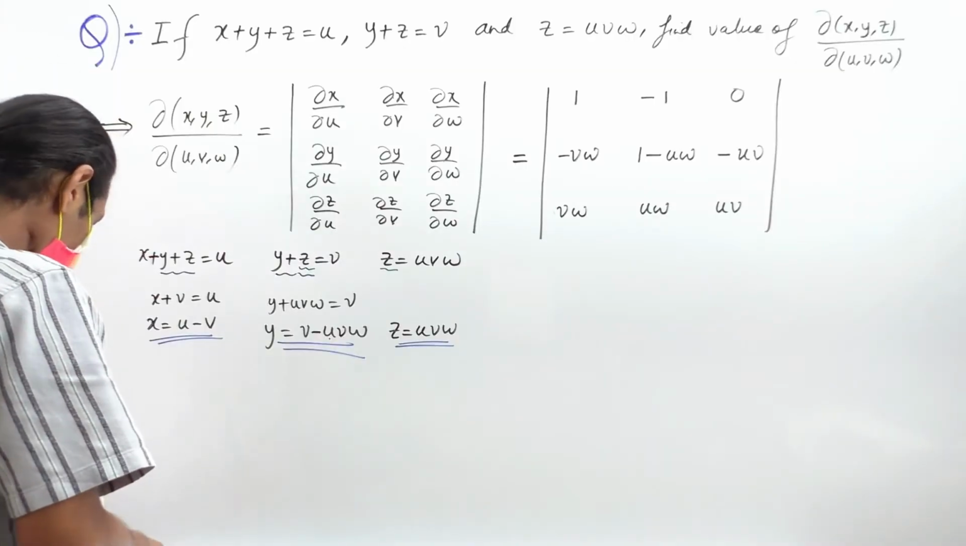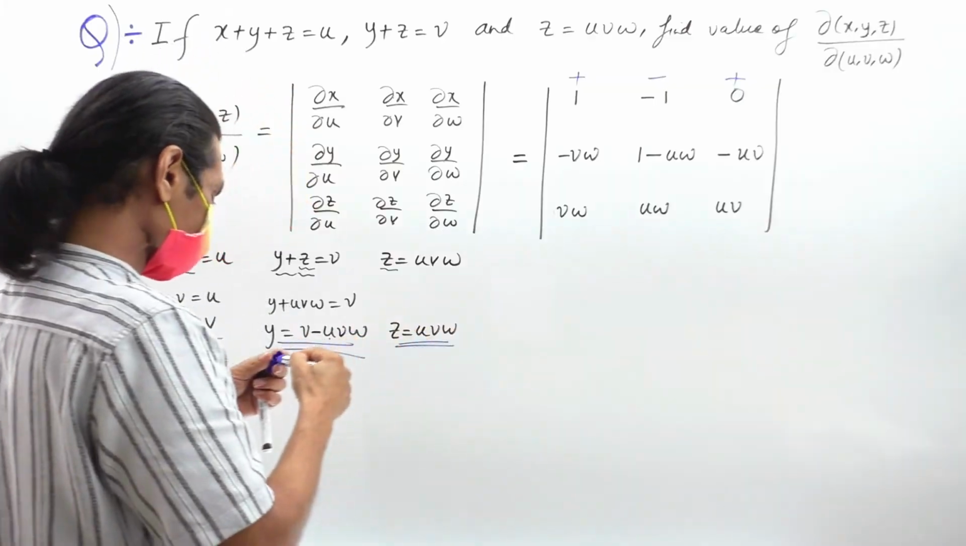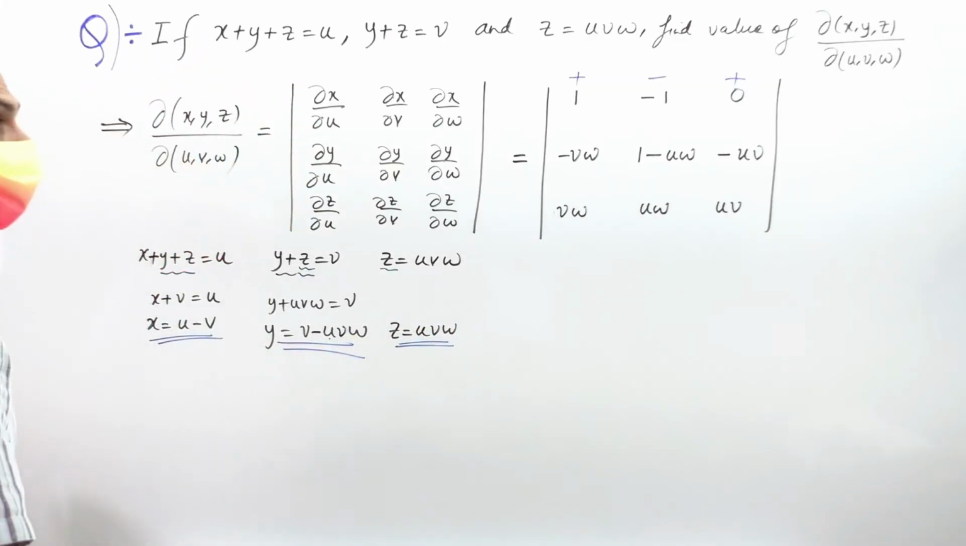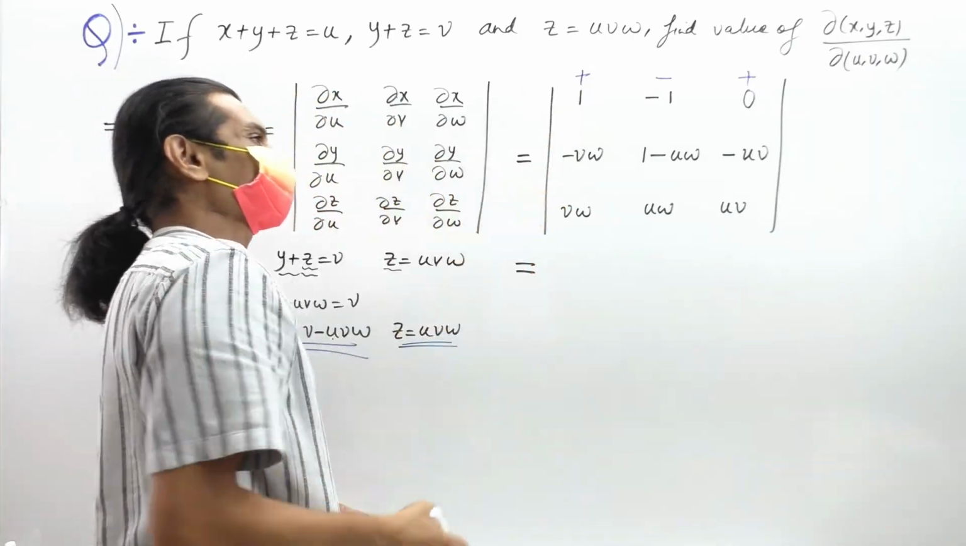Now let's solve this. So this will be plus, minus, plus again. I'll solve each and every step here. Now this is equal to, so let's solve this determinant here.